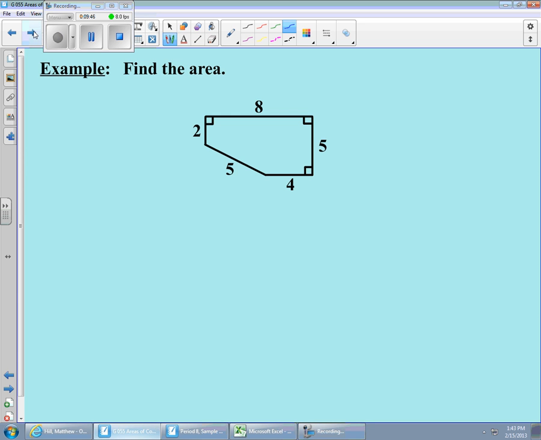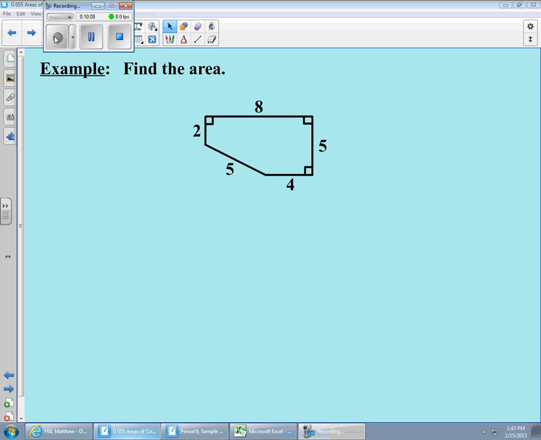Okay, let's look at another. Technically, the shape is a pentagon, but it's certainly not a regular pentagon. So we couldn't use the formula for the area of a regular polygon on it. But let's see if we can define this thing. Who's got a definition?